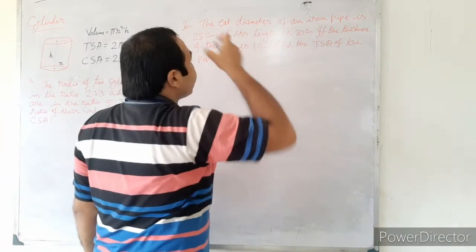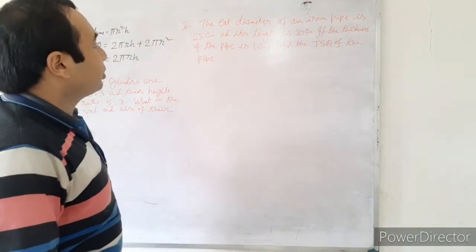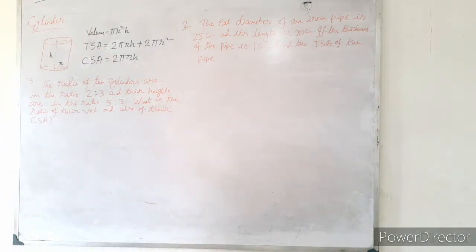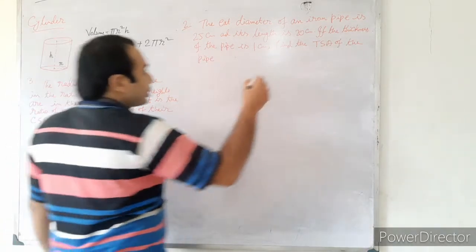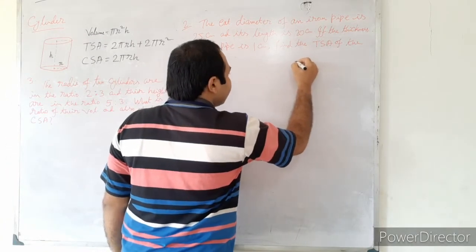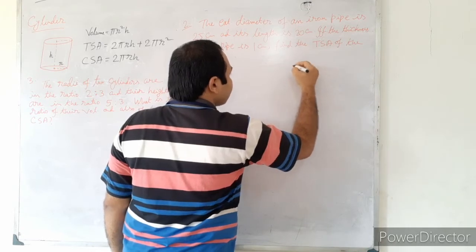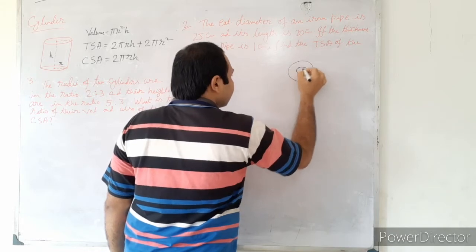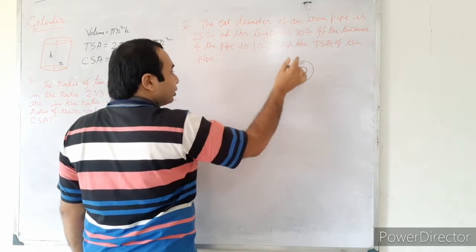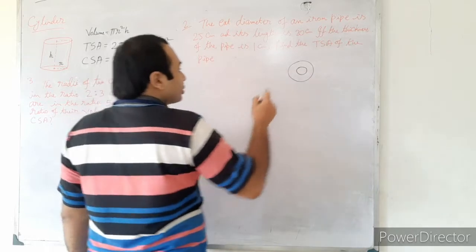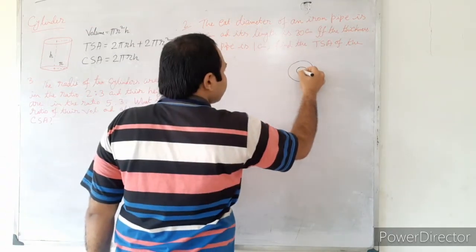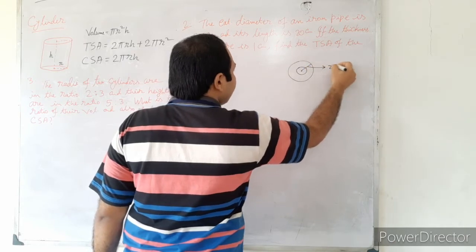So here the external diameter of an iron pipe is 25 cm and its length is 20 cm. If the thickness of the pipe is 1 cm, then find the total surface area of the pipe. So first of all, an iron pipe is there. Let me show you, this is the pipe, the front portion of the pipe. So here the external diameter is 25 cm. So this is 25 cm.